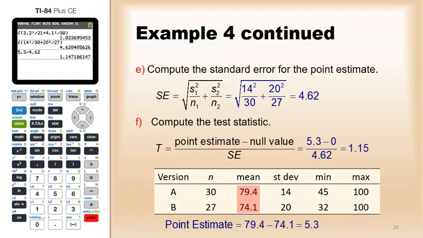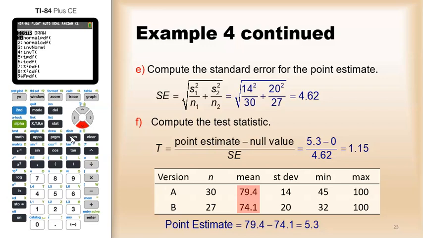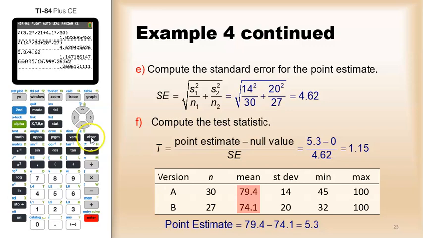So from there, compute the p-value, or well, actually, the degrees of freedom. The smaller sample size is 27, so the degrees of freedom we'll use is 26. Go 2nd, VARS, tcdf. My test statistic is 1.15, 26 degrees of freedom, paste, times 2. And my p-value is about 26%, so that's well above 0.05. That would mean fail to reject the null hypothesis. We have no evidence that the two exam scores are statistically different from each other.